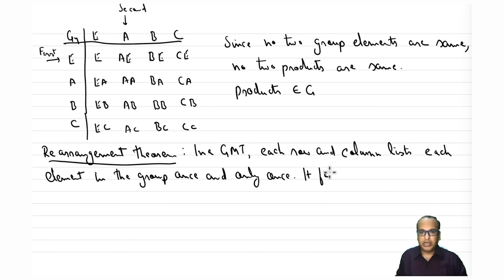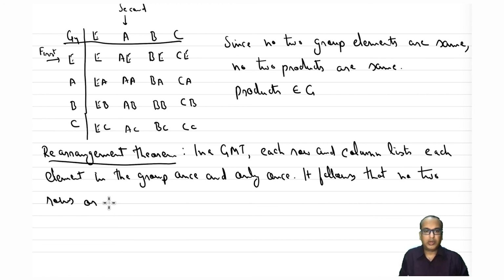This means it follows that no two rows or columns are the same. So both these rows and columns must all be different. Let's now try to see how to populate these group multiplication tables.